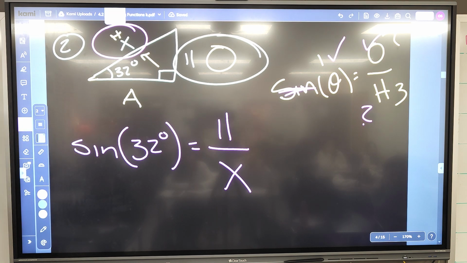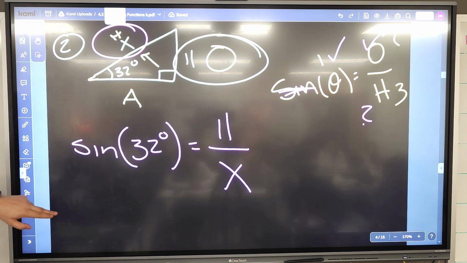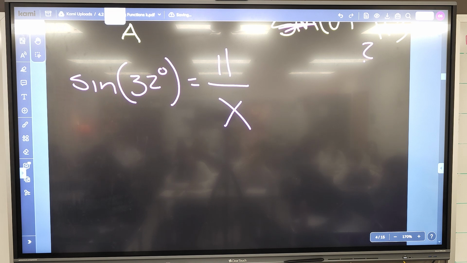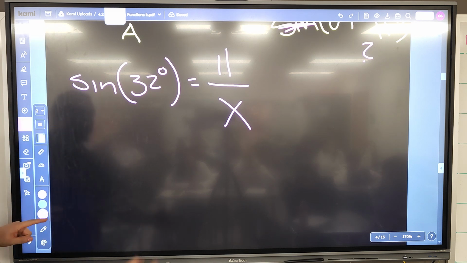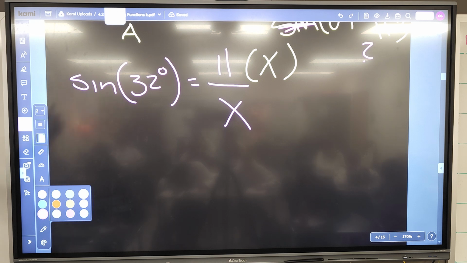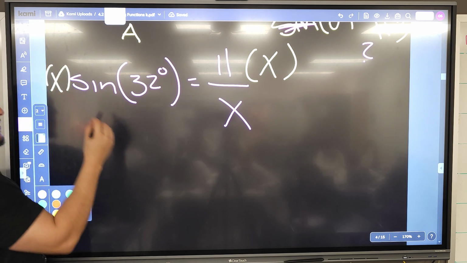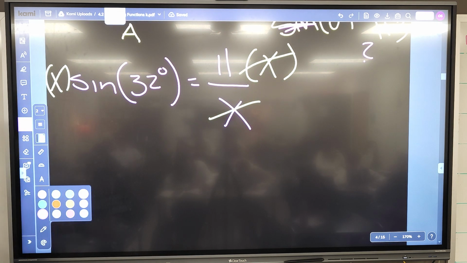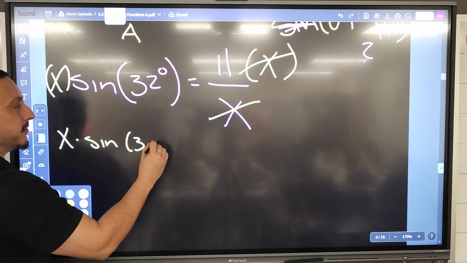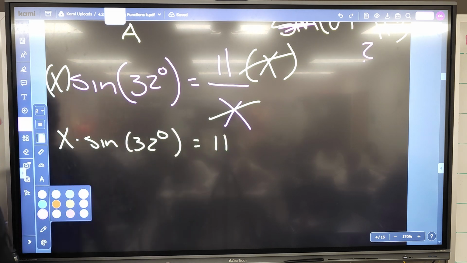Okay. That's really important. Now the only reason I'm doing this problem with you is because the X is on the bottom. So how do we fix it? How do you bring an X up? Times, right? Because it's being divided, so I multiply. But if I do it to the right side, I have to do it to the left side, and see what happens? You don't have an X no more on the bottom. That was the issue. It's not there no more. Okay? So X times sine 32 equals 11.